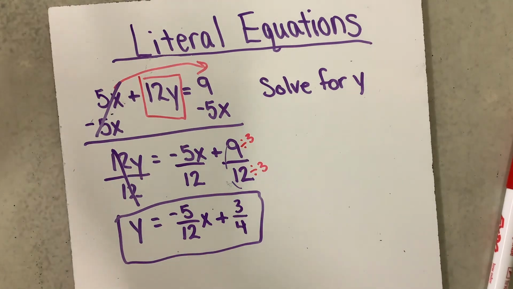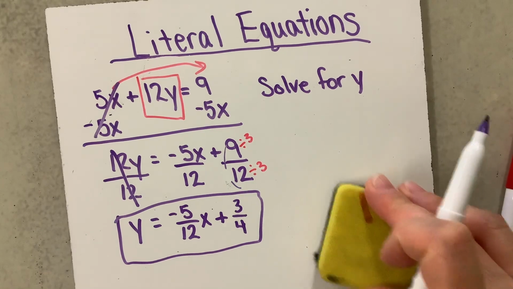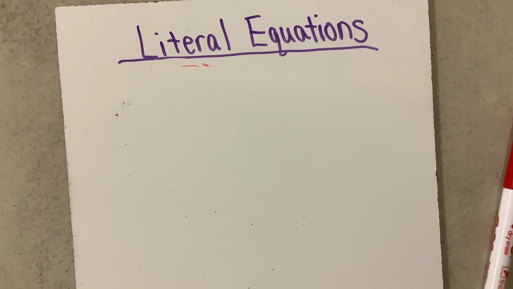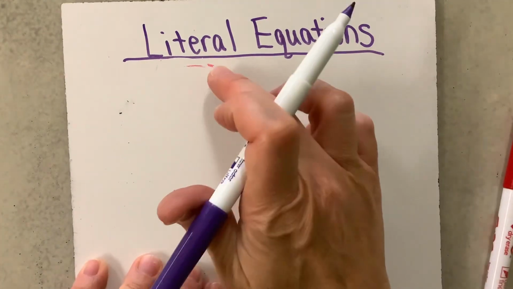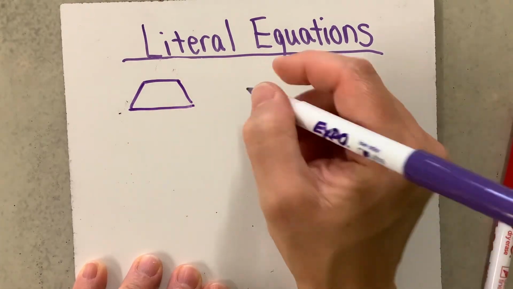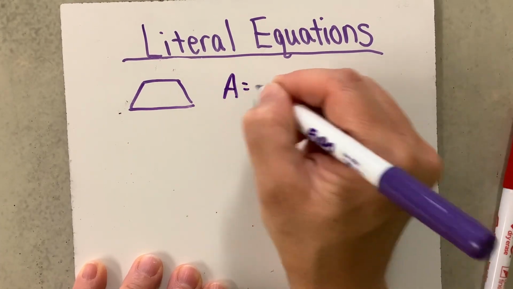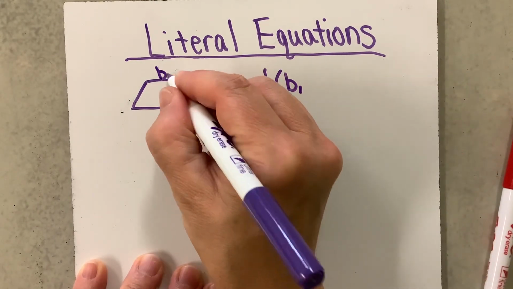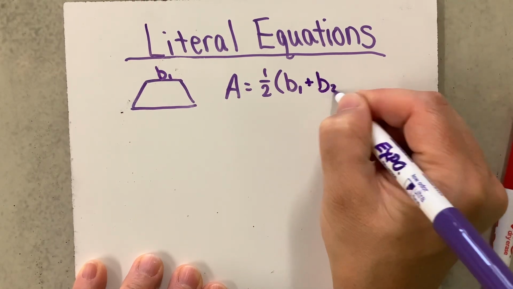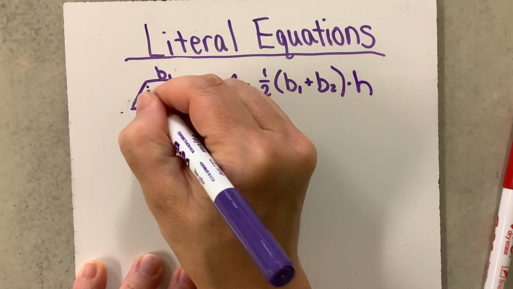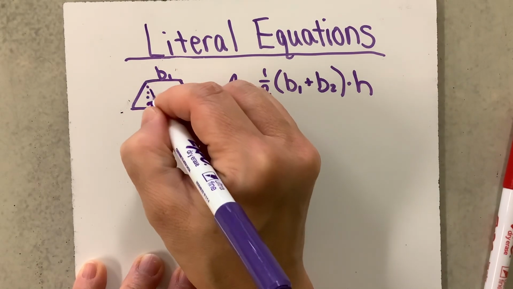Now, a lot of times this happens when we are dealing with equations, such as, let's look at, let's do area of a trapezoid. So here's our trapezoid. You should remember, hopefully, that area equals 1/2 base 1 plus base 2 times the height, which is always found where there is a 90-degree angle.